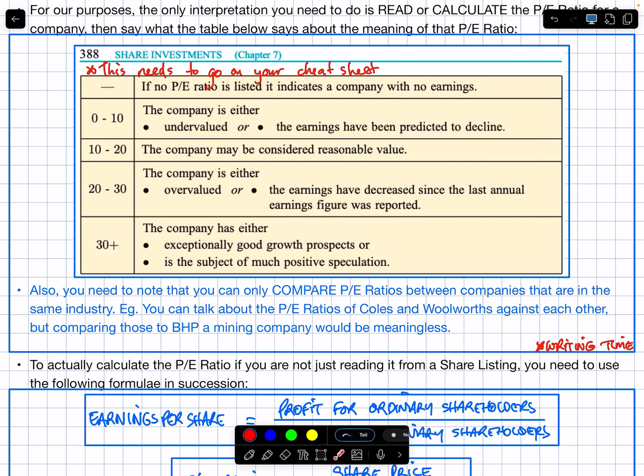That table's also in your little textbook booklet, but I'm giving you a shot to get it now to chuck in your cheat sheets. Notice we haven't really done any maths yet. You can see that coming soon.